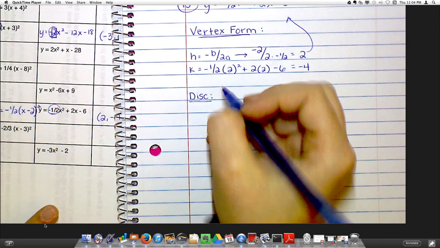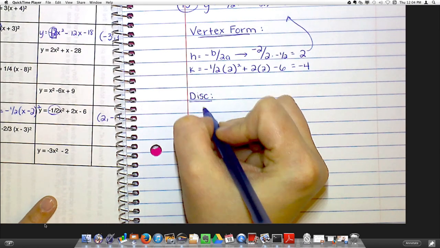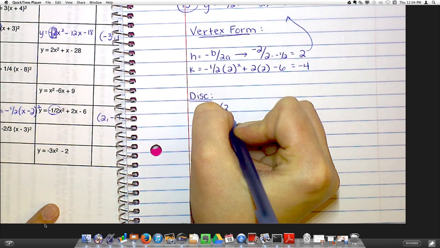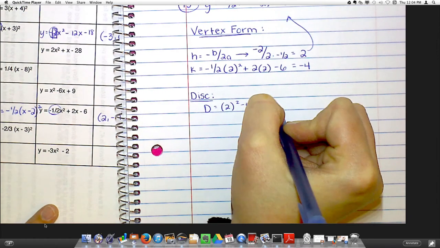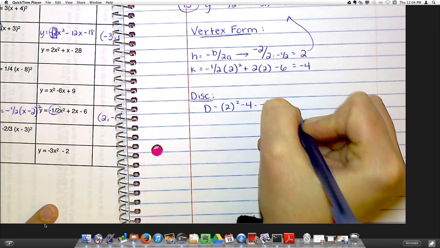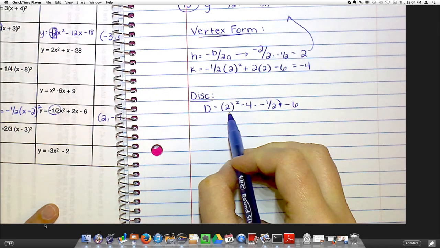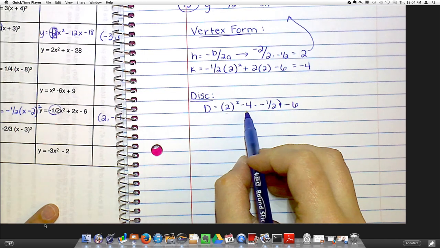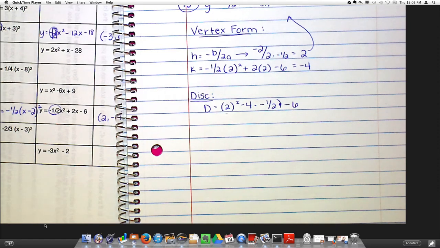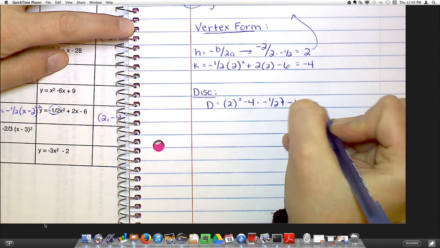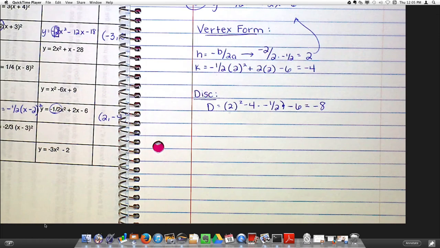Okay, discriminant would be b squared, so that'd be 2 squared minus 4 times negative 1/2 times negative 6. It's going to be something negative, right? So 2 squared, and I end up with negative 8. Okay, so my discriminant is negative 8.